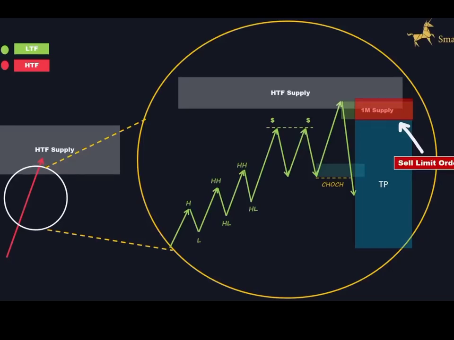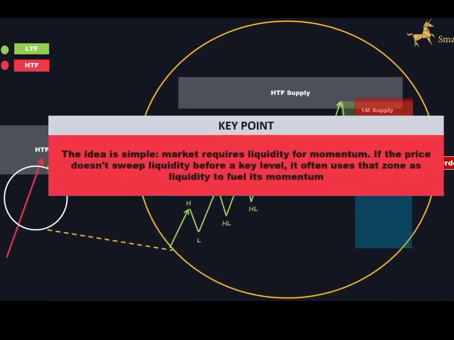Recognizing a liquidity sweep pattern before the price reaches our identified area of interest is crucial. This pattern confirms the strength of our supply or demand area. We use liquidity sweeps as a confirmation factor. The idea is simple. Market requires liquidity for momentum. If the price doesn't sweep liquidity before a key level, it often uses that zone as liquidity to fuel its momentum.